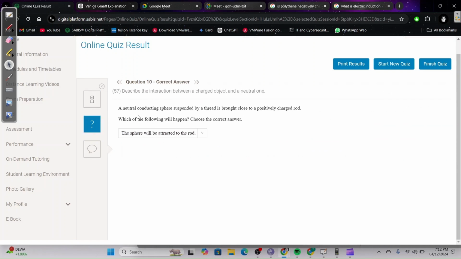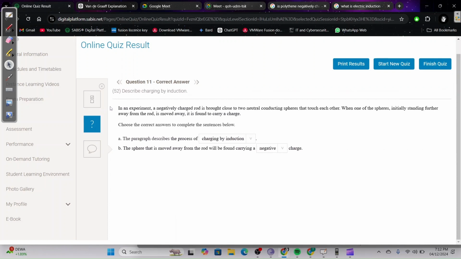A neutral conducting sphere suspended by a thread is brought close to a positively charged rod, which of the following will happen? Neutral is going to attract to both positive and negative. I explained this. Neutral attracts to both, right? So if you have a positively charged rod, negatively charged rod, whatever, it's always going to attract to the rod. Keep in mind they both have to be charged. If this one is not charged, no interaction is going to happen, since this one's neutral and this one's neutral.